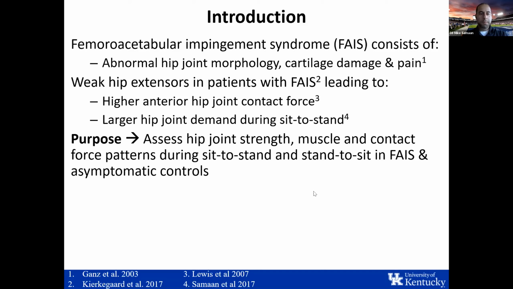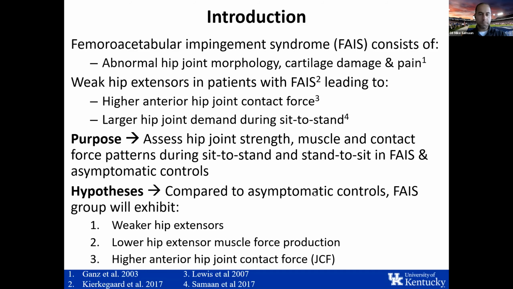And so the purpose of our study was to assess hip joint strength, muscle and contact force patterns of the hip joint during the sit to stand and stand to sit tasks in patients with FAIS, as well as asymptomatic controls. And so we hypothesized that compared to the asymptomatic controls, the patient group would exhibit weaker hip extensors, lower hip extensor muscle force production, as well as higher anterior hip joint contact forces during these tasks.